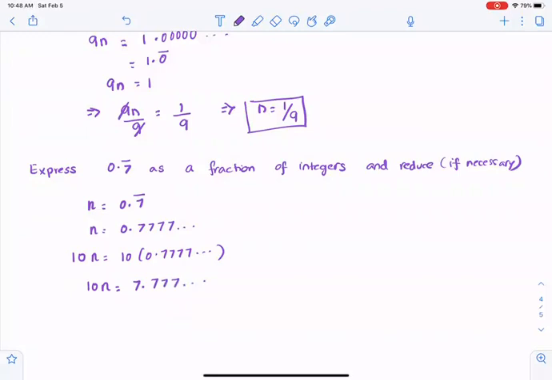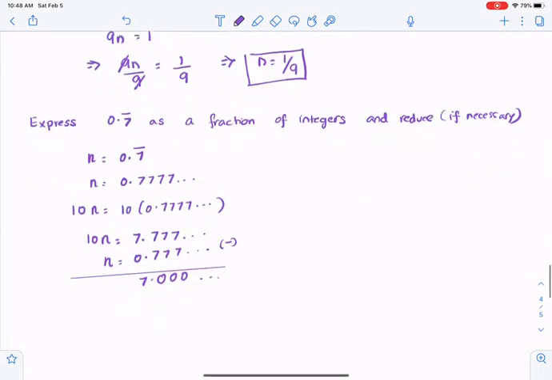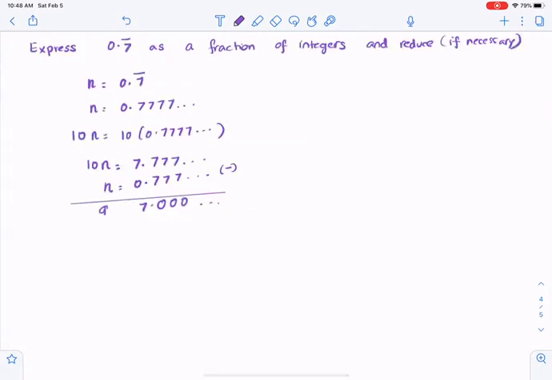I'm going to subtract n from 10n. So n is 0.777. When I subtract, I'll simply get 0, 0, 0 repeating. 7 minus 0 is 7. 10n minus n is 9n. I don't have to specify the zeros after the decimal. So n is 7 over 9. Okay.